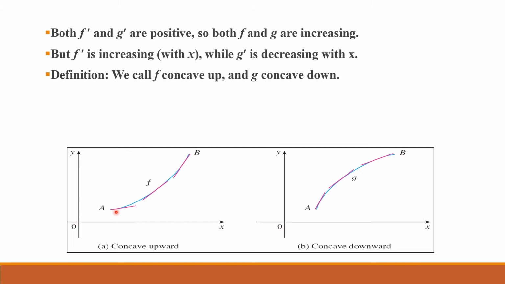while here it's the opposite. So here the slope value is increasing as x is increasing. Here the slope value is decreasing as x is increasing. So this one we call concave up, and I always say it's a happy face, as if it's a happy mouth. And this one concave down, or a sad face.